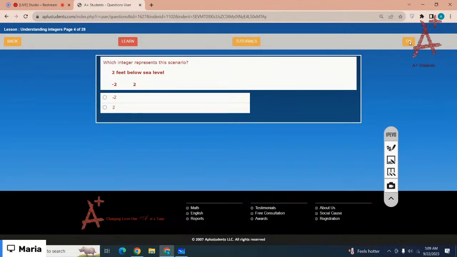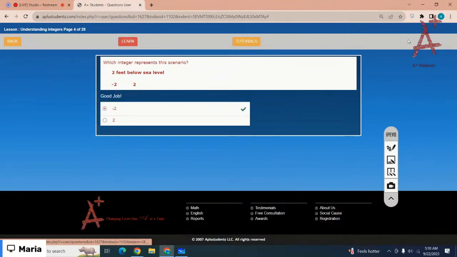Which integer represents the scenario 2 feet below sea level? Which is the correct option? Yes, above sea level. So that would be, no, that is above sea level, not below. So it would be, oh yes, that is below. Sorry, 2 feet below sea level. That would be a negative number. Very good. That is negative 2. Sorry, I thought above sea level.